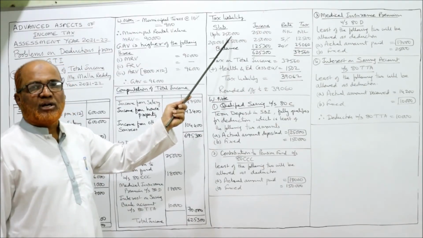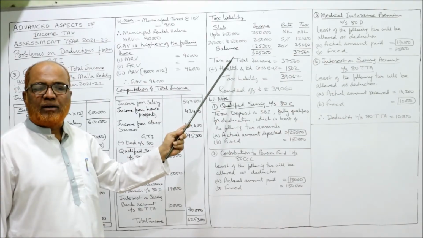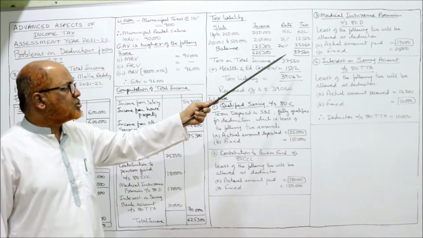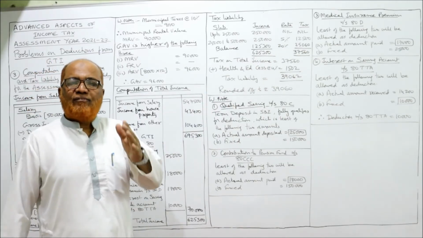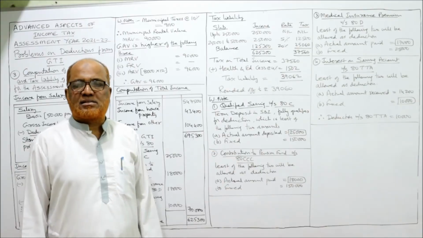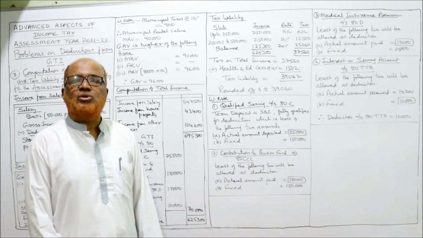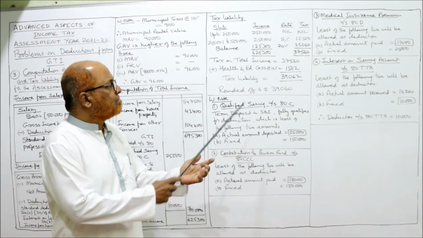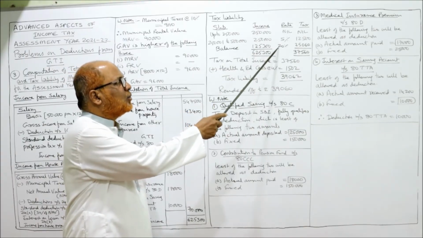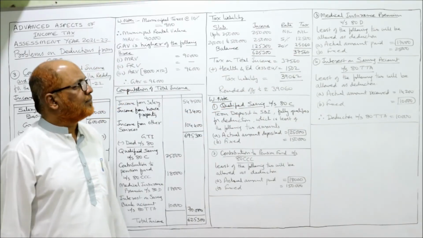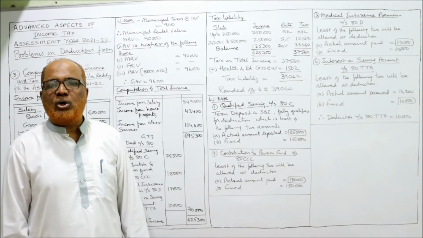First 2,50,000, income is 2,50,000, nil. Second slab 2,50,001 to 5 lakh rupees. The income is 2,50,000, 5%, 12,500. Now next slab will be 5 lakh 1 to 10 lakhs, but our income is not going up to 10 lakh. Our income is only 6,25,300. So we'll take the balance. 6,25,300 minus 5 lakh, 1,25,300, 20%, 25,060. So add up, 37,560 is the tax on total income.